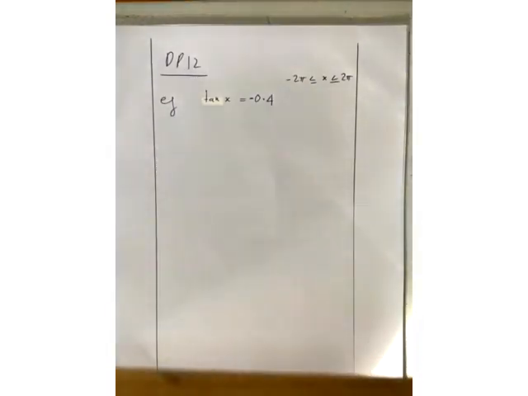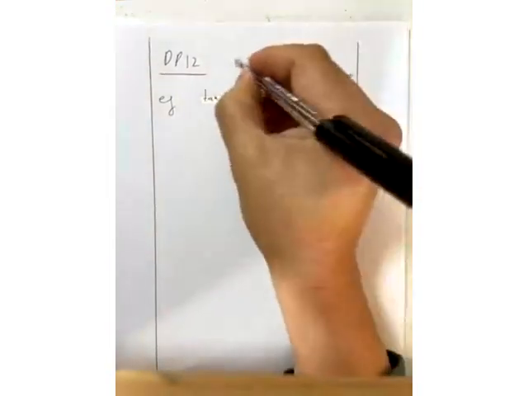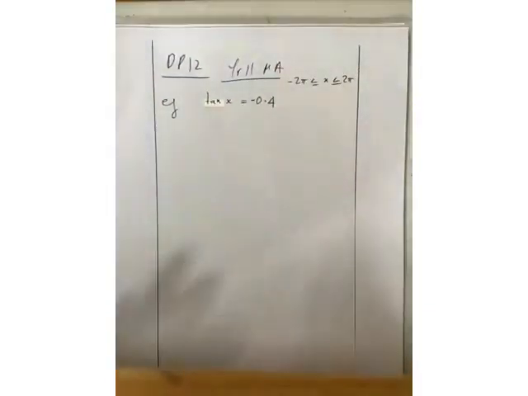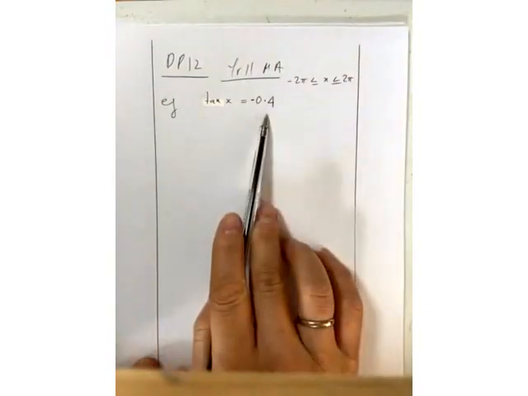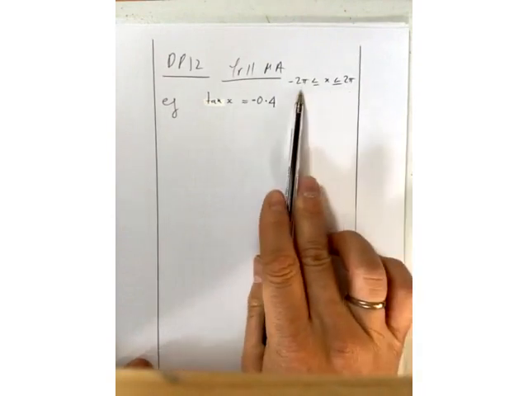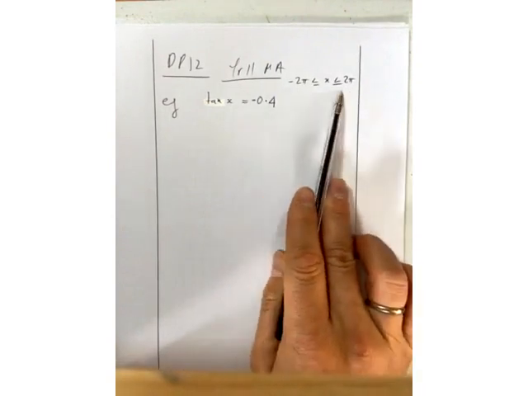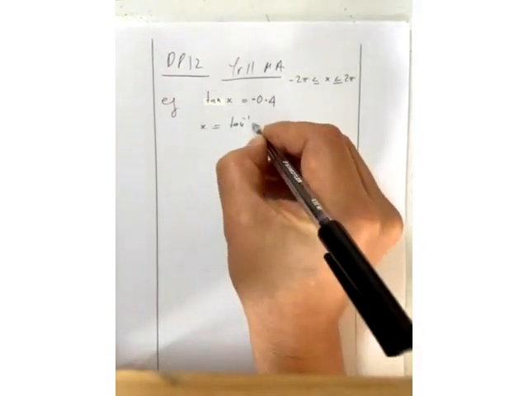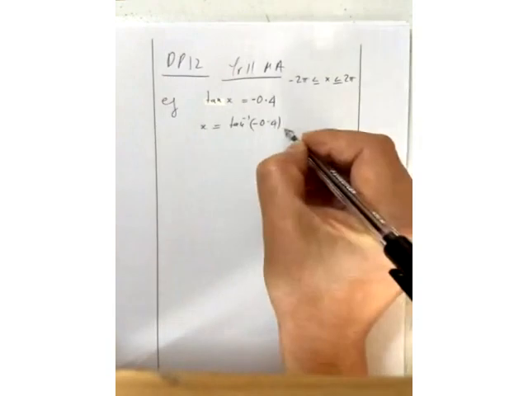So if you just join us, we are solving trig equations in Year 11 Maths Advanced. The topic is called trigonometry, and we're solving for tan x equals negative 0.4 in the domain of negative 2 pi is less than or equal to x is less than or equal to 2 pi. So first thing you do is x equals tan inverse of negative 0.4.